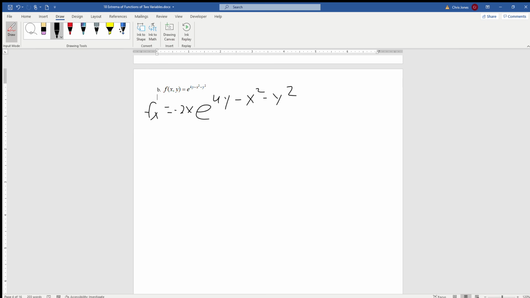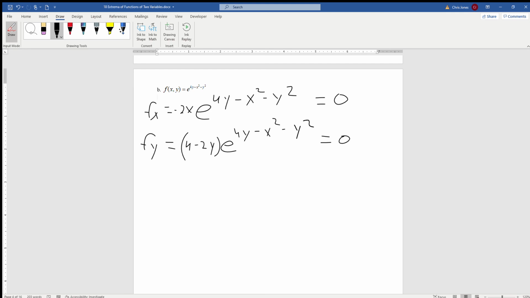Now we need fy, and that's going to be the same thing, e to the 4y minus x squared minus y squared, and then we're going to multiply by the derivative of what's in that composed function. So 4 minus 2y. And remember, what we have to do is set these both equal to 0.